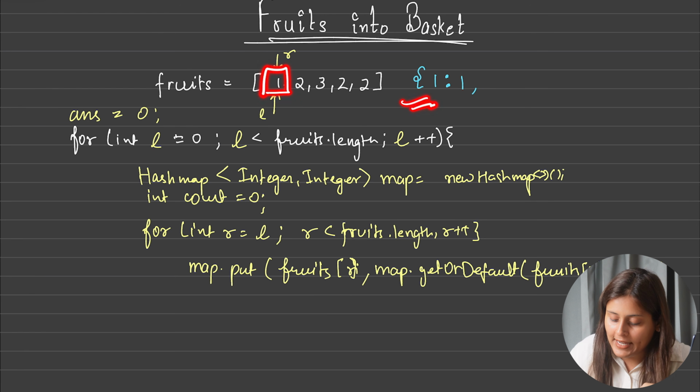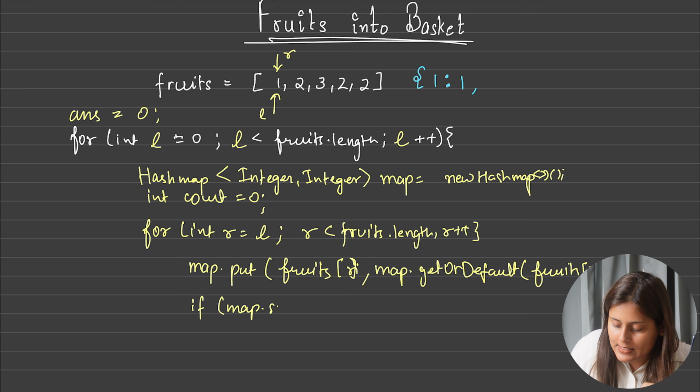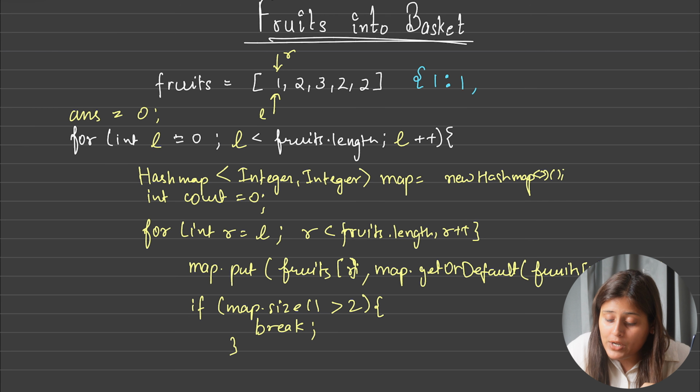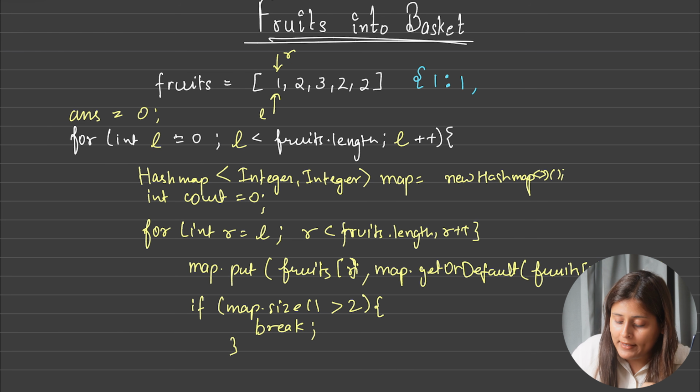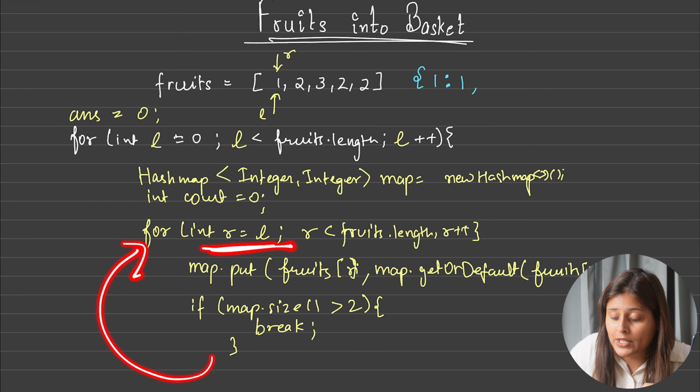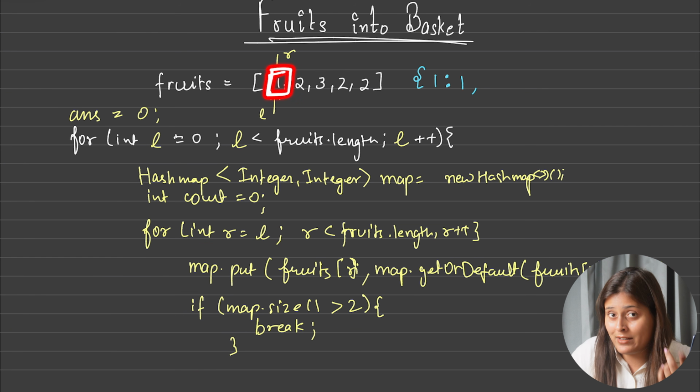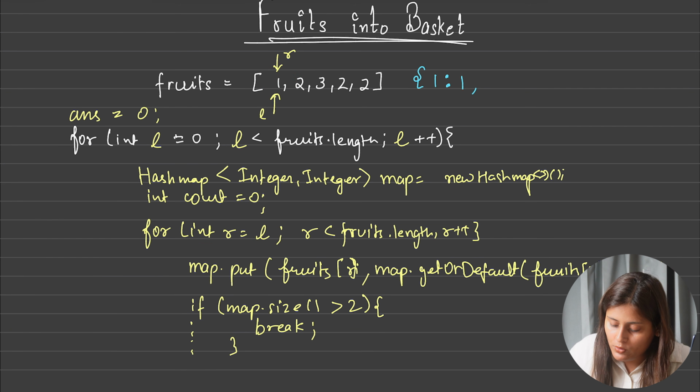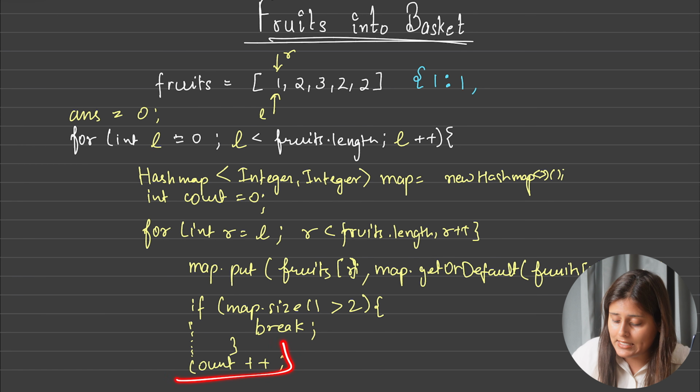Correct? So I will write an if case: if my map dot size is greater than 2, then we have to break. Why? Because we don't want to go further. But as of now, it's not the case. So we will move this right pointer ahead. Correct? So now my right pointer will move ahead. But don't you think we should have included this in our count length? Yes. So what I will do here is count plus plus.